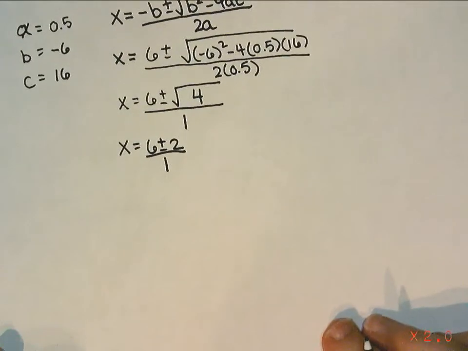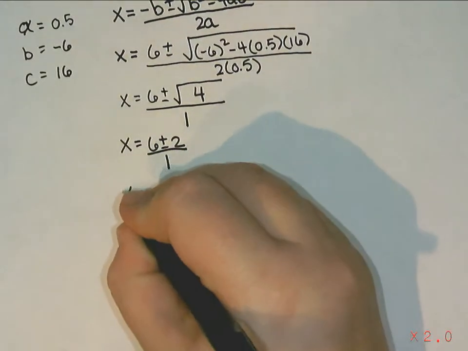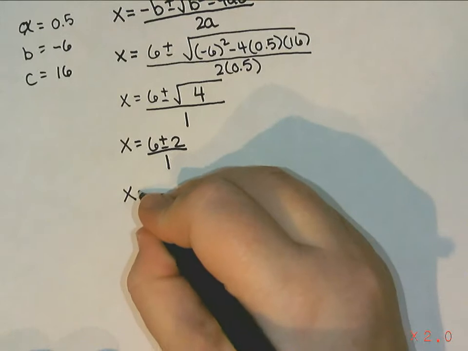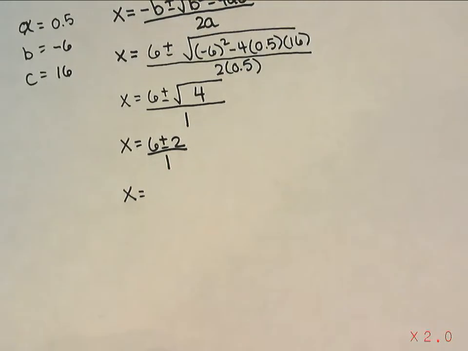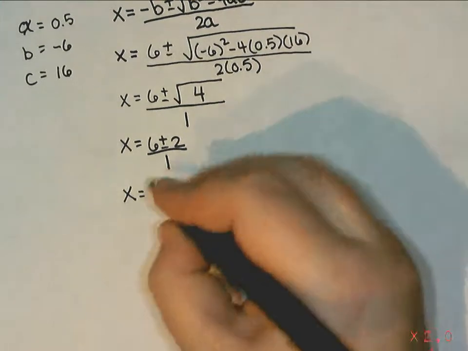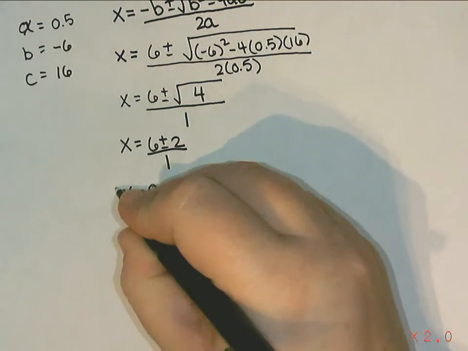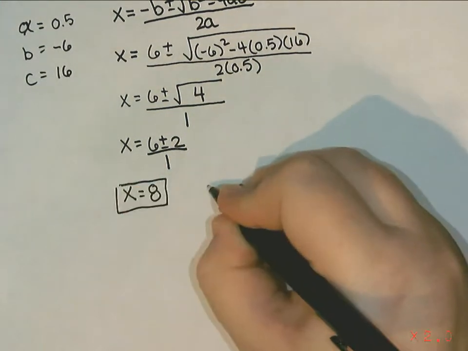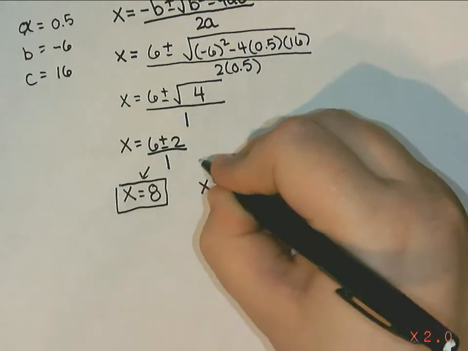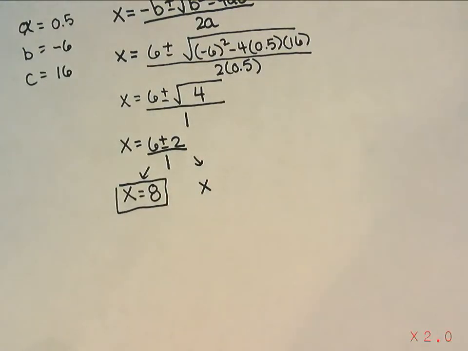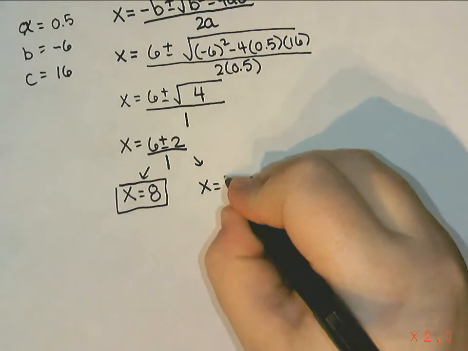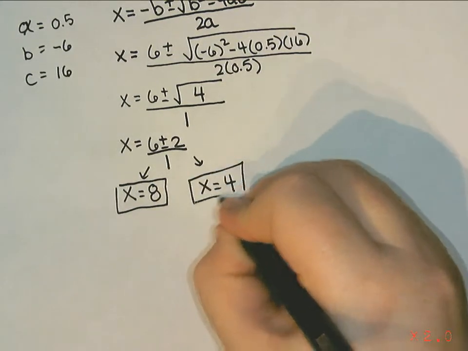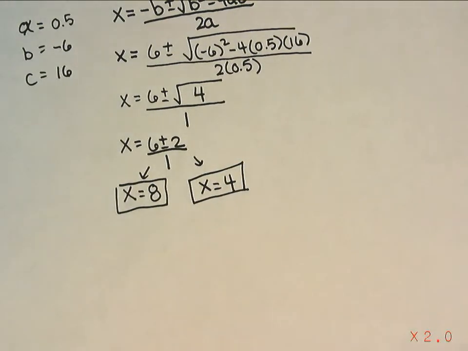It's just going to be whatever the number is on the top. So we're going to split it up into the adding. We're going to do 6 plus 2 over 1. So 6 plus 2 is 8, divided by 1 is 8. And if I subtract, 6 take away 2 is 4, divided by 1 is 4. So x equals 8 or x equals 4.